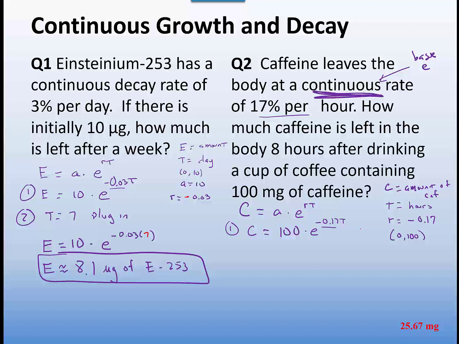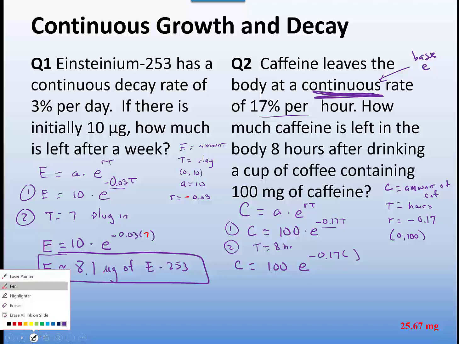Next, we have a question to answer. T equals 8 hours. So, started in the morning, 8 hours later in the day. How much of that caffeine is left? We're just going to plug in 100 E to the negative 0.17 times, and we're going to plug in the 8 hours. And the rest is calculator work.